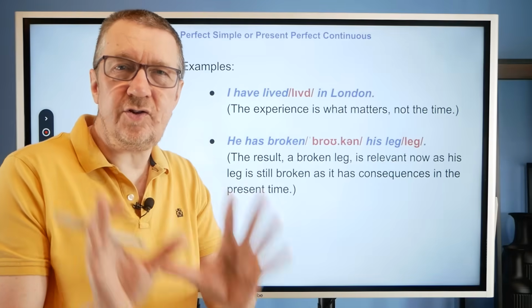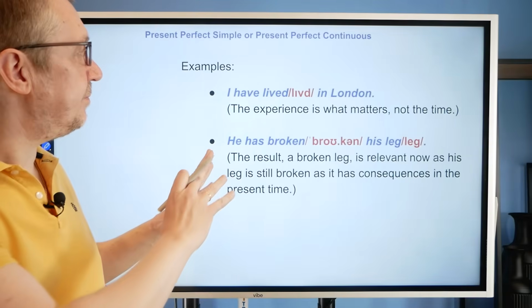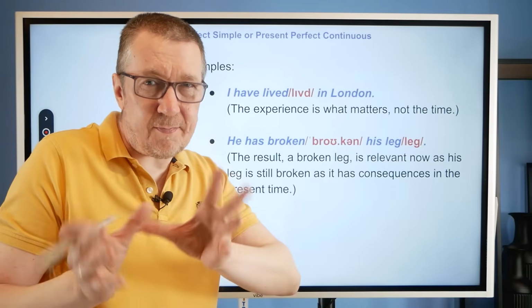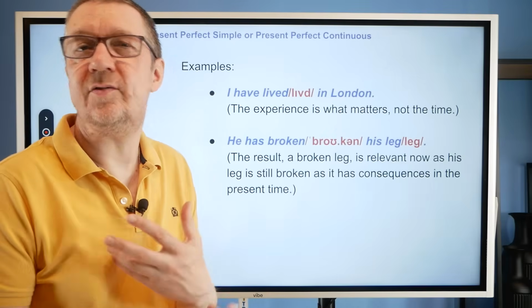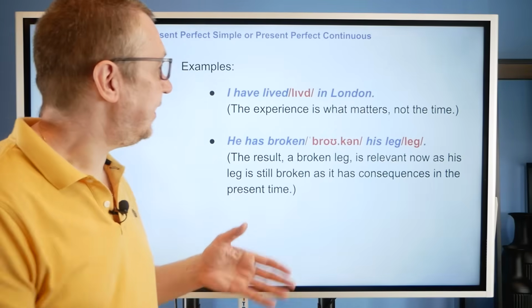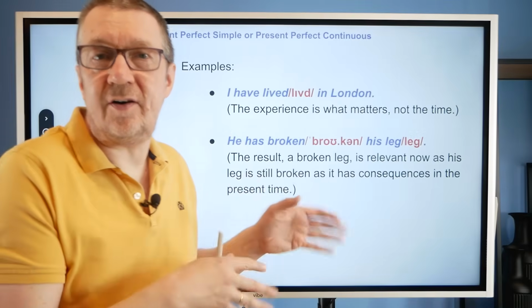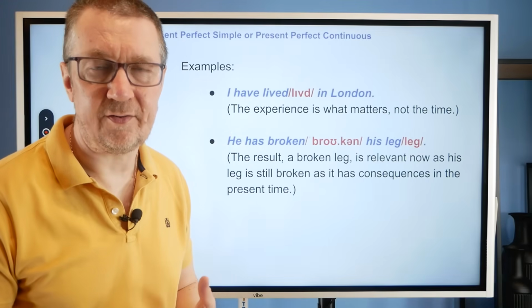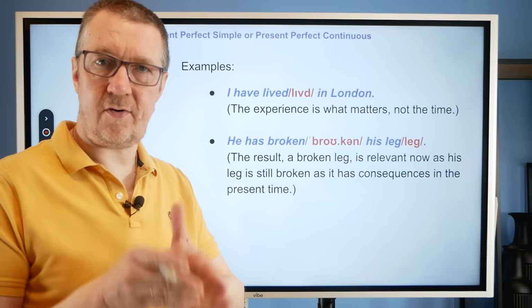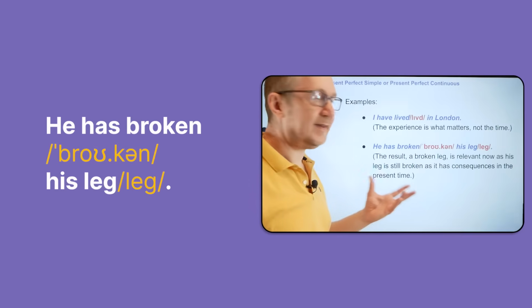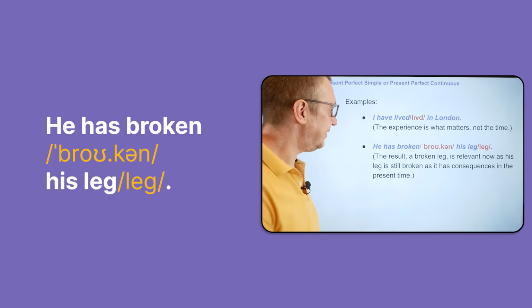In fact, when you use this present perfect simple, you can't really use a time frame. It doesn't grammatically work. So that's why it's not important when or for how long. What's important is that it has been done. You have lived there. I have lived in London. I have the experience of it today with me right now. Okay, he has broken his leg.